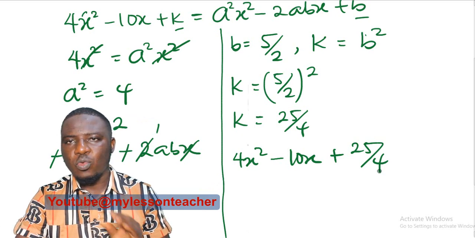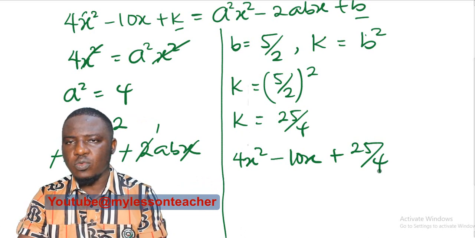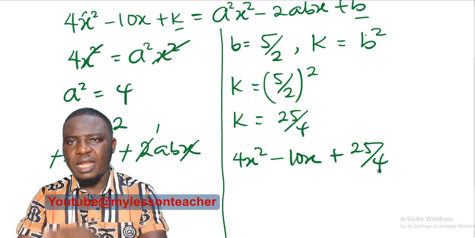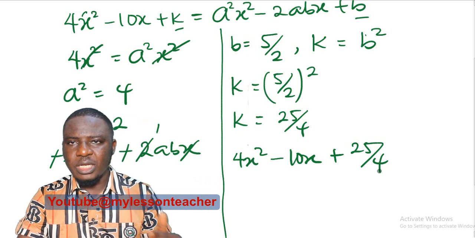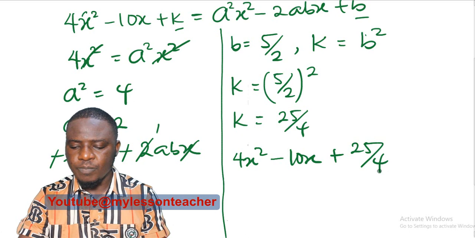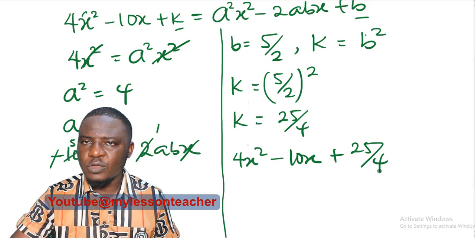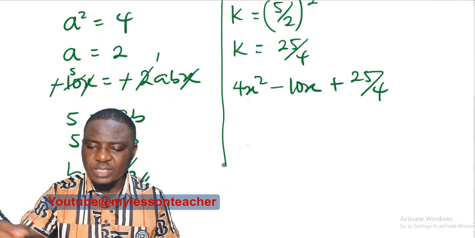And remember, the question says what must be added to 4x squared minus 10x to make it a perfect square. And thereafter, we should factorize it after making it a perfect square. And that's just what I have been doing in questions 1 to 20. So I've looked for the constant term that makes it a perfect square. Now what is left is for us to factorize it.